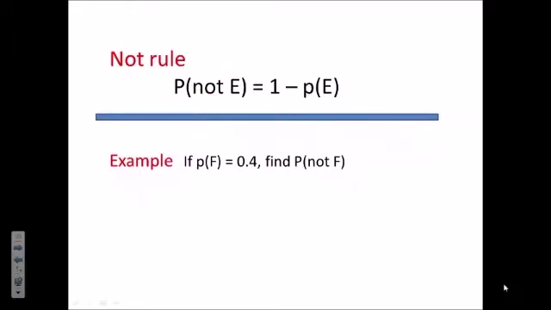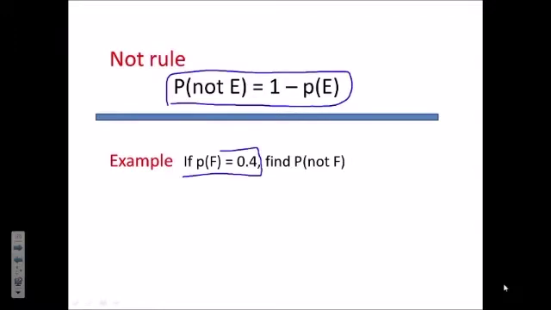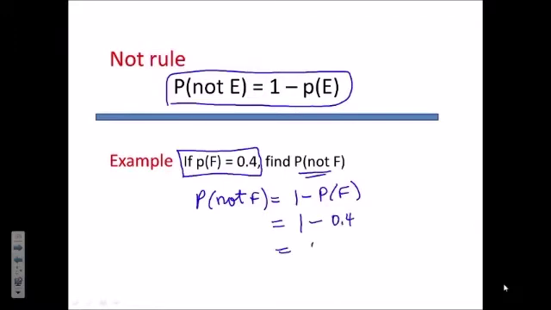The not rule is also frequently written this way, where the probability of not E is equal to 1 minus the probability of E. So, for example, if the probability of F is 0.4, can you find the probability of the complement of F? Using the not rule, the probability of not F equals 1 minus the probability of F. But the probability of F is 0.4. 1 minus 0.4 is 0.6. So the probability of not F has to be 0.6.